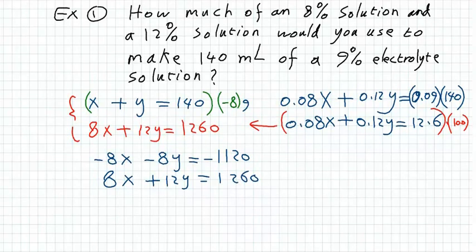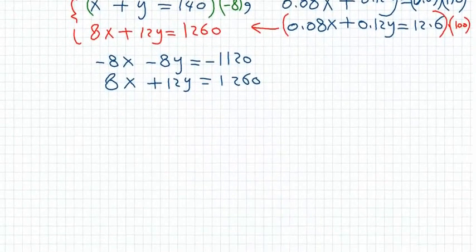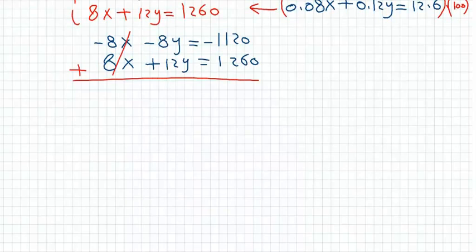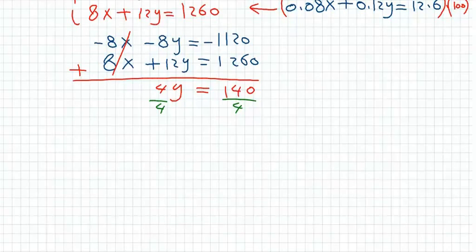Now let us add these 2 equations together. The x variable will be cancelled because it results in 0. Minus 8y plus 12y will be 4y equals 140. Now divide both sides by 4. You will have y equals 35. And this is the quantity of the second solution, which is 35 milliliters.